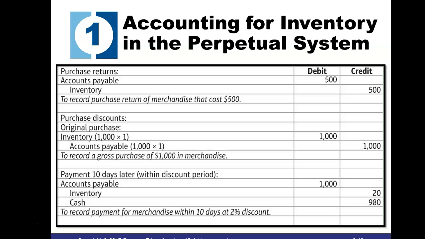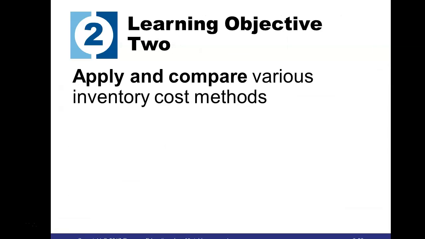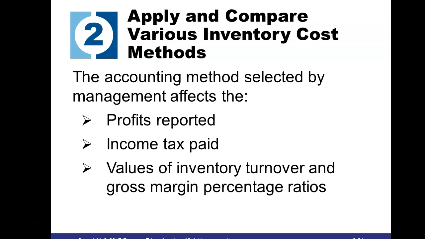That makes it very different from periodic. In the perpetual inventory system, if you pay your bill within 10 days and achieve a discount, you obviously pay less money in terms of cash, but where does that discount go? It goes directly against the inventory account, and that's an important distinction. So, the various costs. Now we have the methods that management can take: profits method, income tax paid, or values of inventory, and the gross profit and percentage methods.